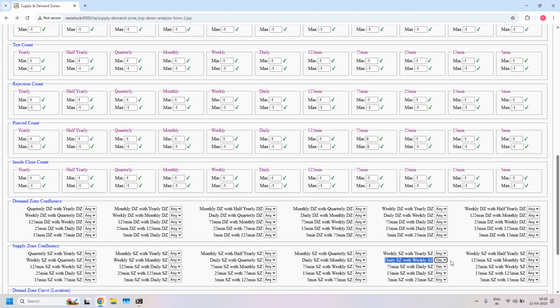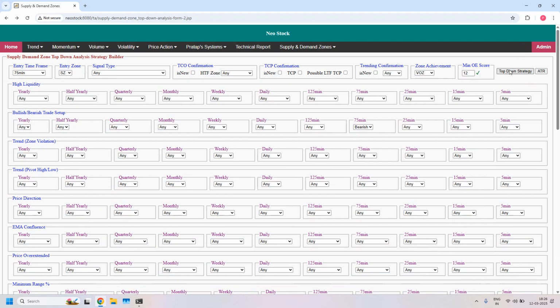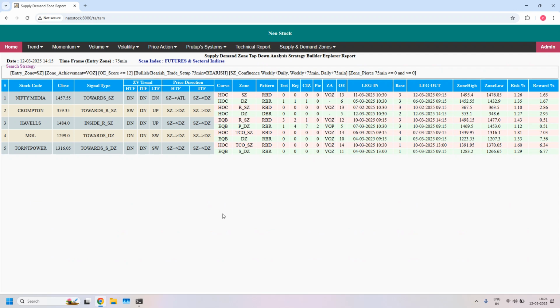With all the 3 filters, we got 5 stocks. That means in these 5 stocks, these 75 minute supply zones are overlapped with the daily supply zone. Again, both together overlapped with the weekly supply zone. And weekly trend is down in all these stocks except the second one. So ignore the second one.